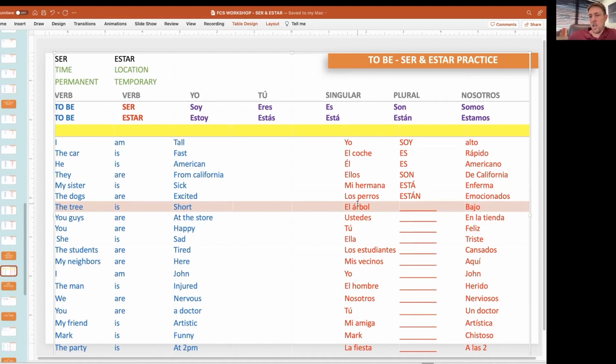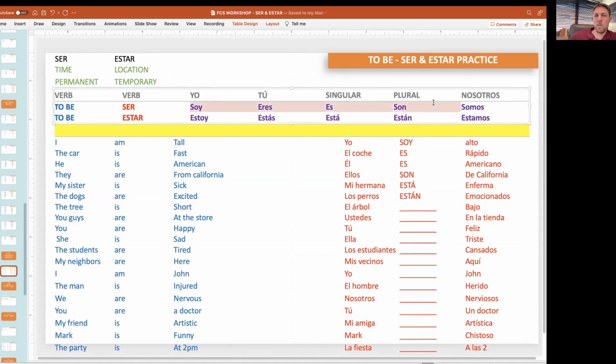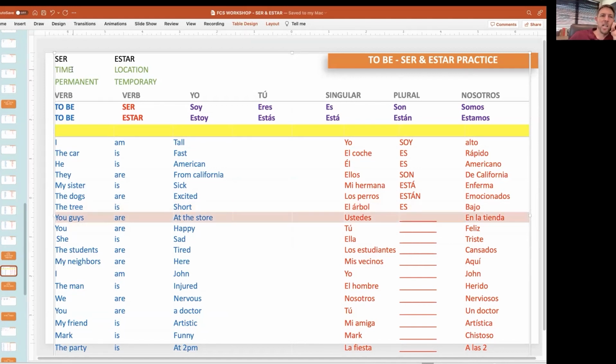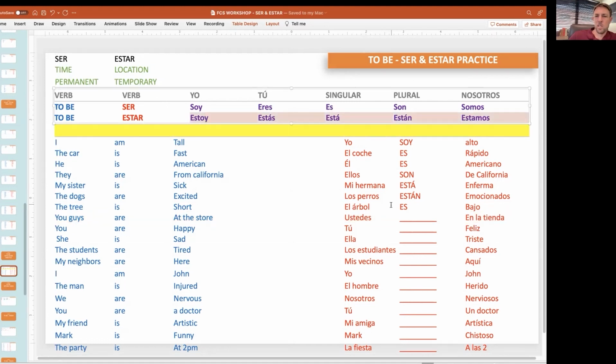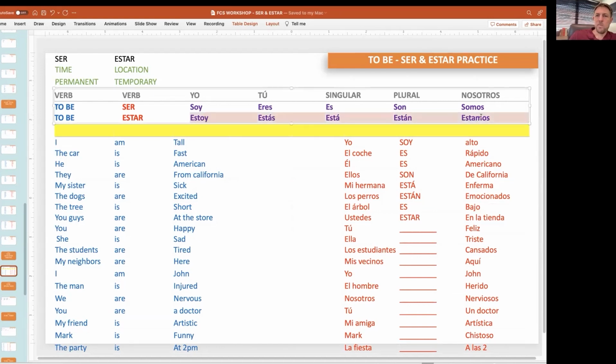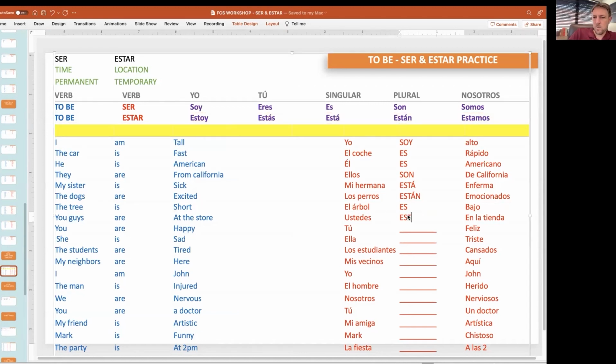So like he is a kid. Is he always going to be a kid? No, but he's not changing very soon. Okay. So the tree is short, permanent. So permanent is ser. And it's singular, the tree, es. You guys are at the store. Is it time or location? It's location. So it's estar. And which one is it? Estoy, estás, está, están, estamos. Ustedes están.